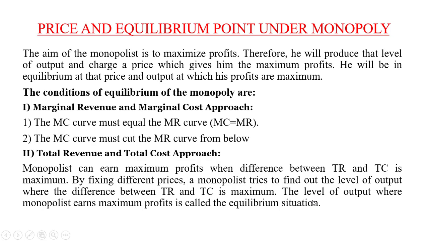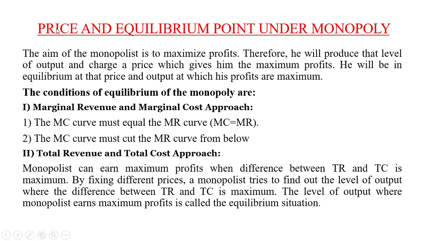Okay, and this point where the difference between TR and TC is maximum is known as the equilibrium situation. Maximum means the TR should be the highest compared to TC, and in that case it reaches a point known as the equilibrium situation or equilibrium point. So this is how the price and equilibrium point are determined under monopoly.